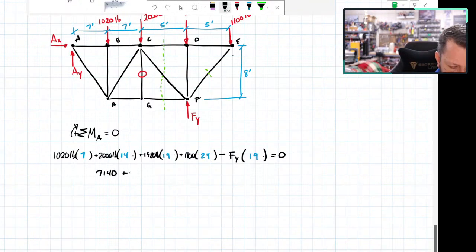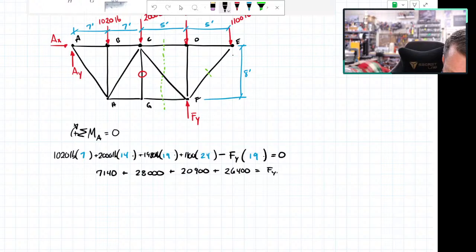7140 plus 28,000 plus, oops, typing the wrong thing, 20,900 plus, this one's the same, 1100 times 24, 26,400 equals FY times, that's 19, right? 14 plus 5, 19.